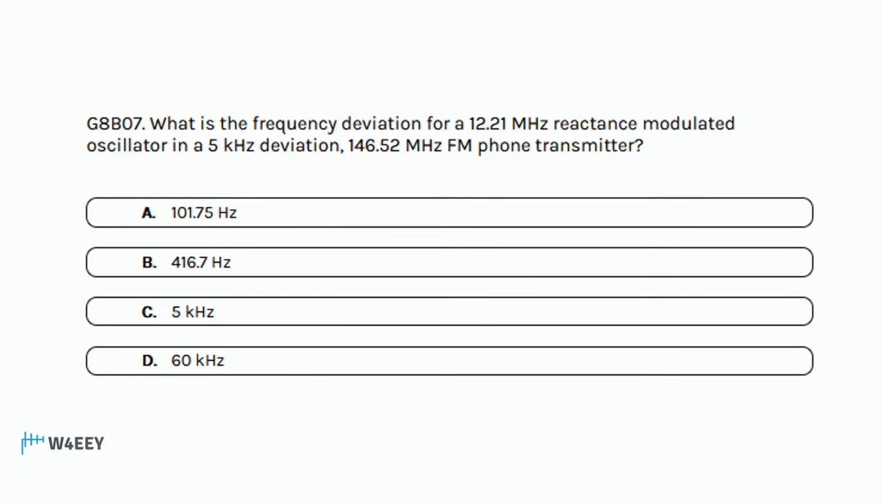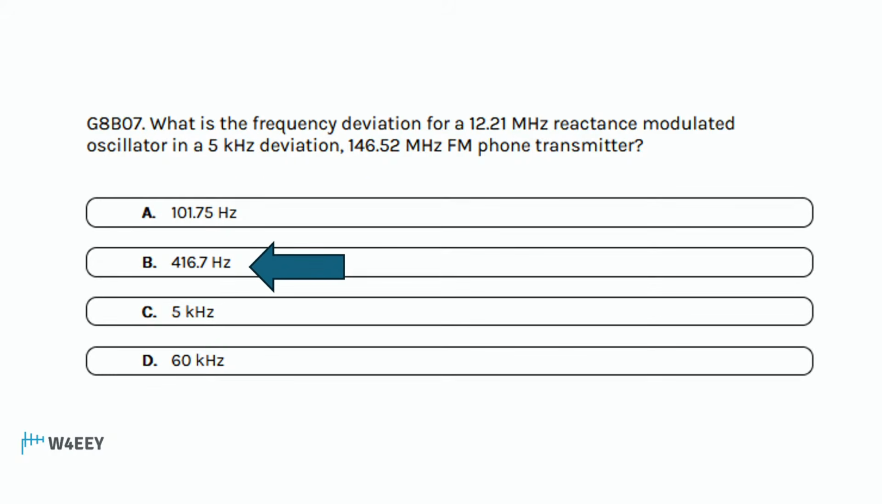And what is the frequency deviation for a 12.21 megahertz reactance modulated oscillator in a 5 kilohertz deviation 146.52 megahertz FM phone transmitter? Do you remember? Bravo. Yeah, you have to take 5 kilohertz and divide it by 12 and you get 416 hertz.